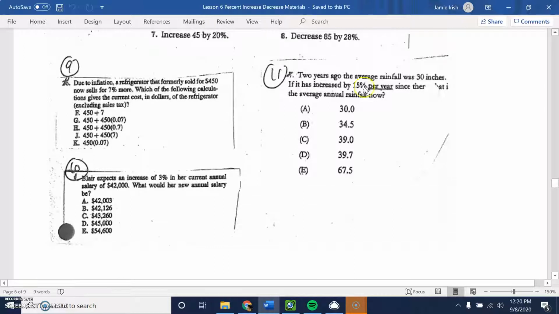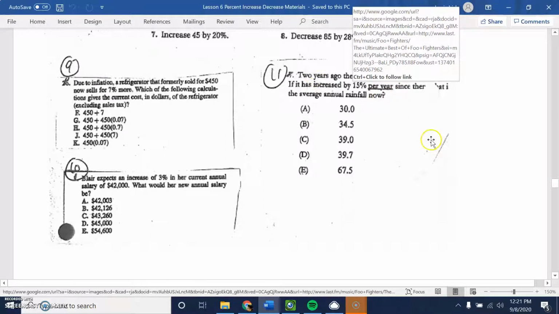All right, now, most difficult one. Number 11. 2 years ago, the average rainfall was 30 inches. If it increased by 15% per year, so that's underlined, since then, what is the average annual rainfall now? Ready, set, go. All right, let's see what we got. So I'm looking at this. 15% per year. How many years are we talking about? 2 years. So I'm going to do 2 steps.